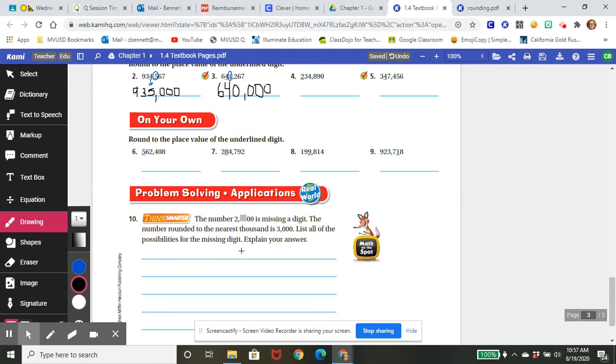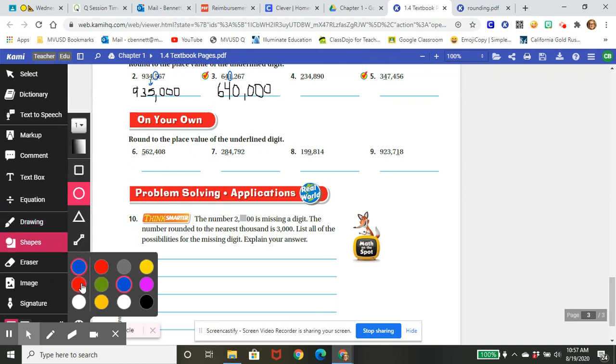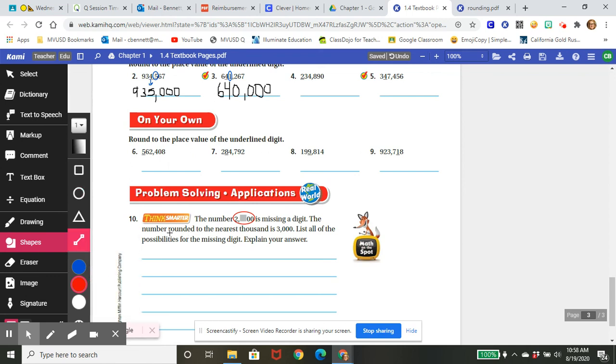I would like you to try this word problem. I will read it aloud to you right now. This number, I'm going to circle it, is missing a digit. Remember, a digit is 0 through 9. The number rounded to the nearest thousand, that's important, I'm going to underline it. The number rounded to the nearest thousand is 3,000. List all of the possibilities for the missing digit and explain your answer.